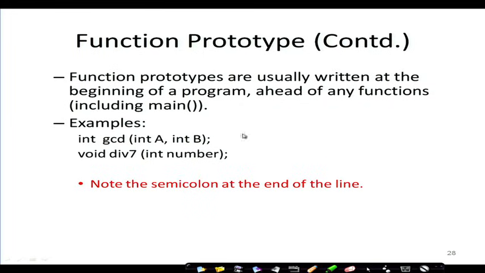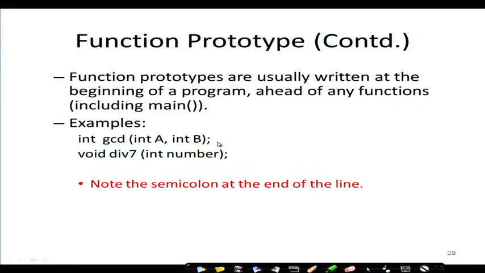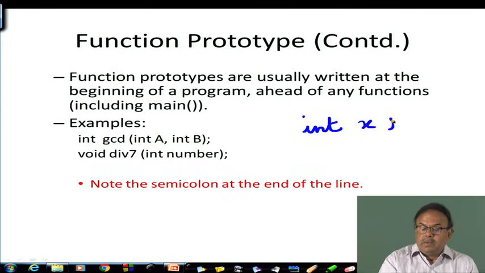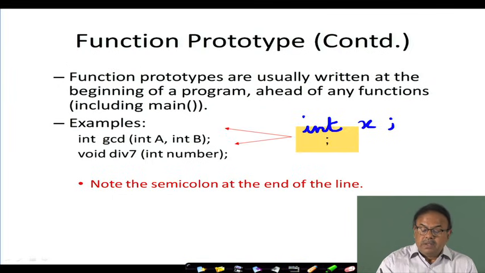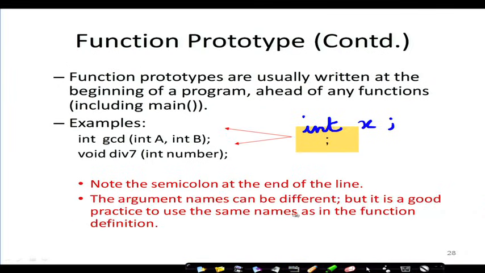Note the semicolon. This is very important. For hash include stdio.h I did not give a semicolon, but whenever I am declaring a function prototype, I have to give a semicolon, just as I give a semicolon when I declare something like int x semicolon. Similarly, here this semicolon is very important, it is just like a declaration. So, the argument names can be different, but it is good practice to use the same names in the function.